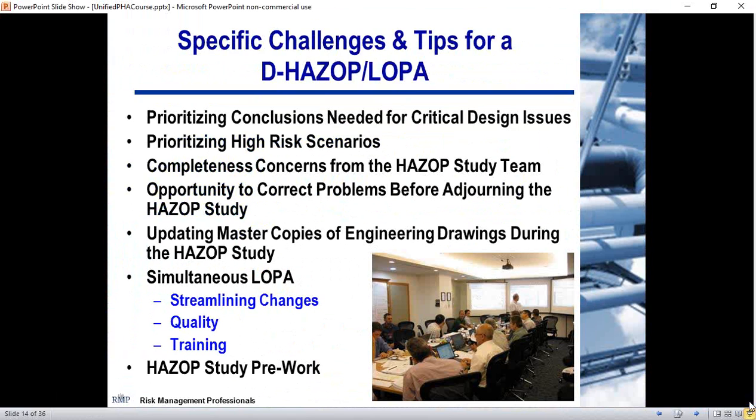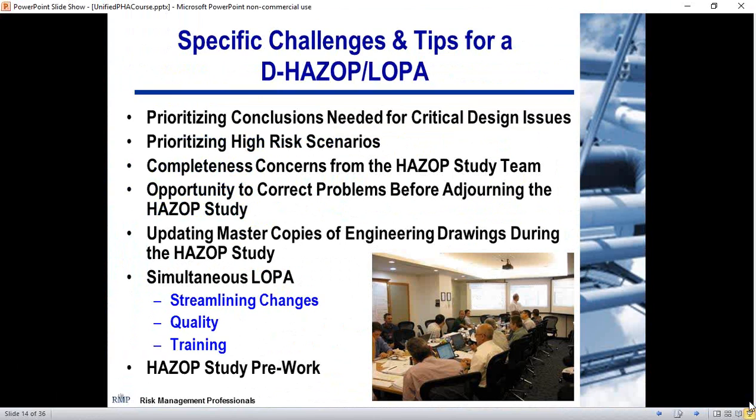In terms of addressing these kinds of challenges in general, and I'll get into a lot more details in a few minutes, basically the idea of applying HAZOP and LOPA early in the design process is you can prioritize conclusions needed for critical design issues. Focus your efforts on where it's important and where it makes the most sense. Focus your energies, focus the finances, and the tuning you need to do on the design to where it's important. Prioritizing high-risk scenarios can help you do that. Why spend a lot of money or effort on things that don't really contribute significantly to safety or to the operability of the facility? Applying HAZOP and LOPA during the design process enables you to do that.